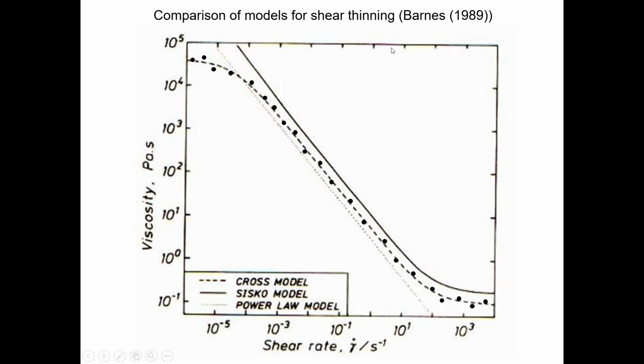So this is an example for a shear thinning fluid. Example of fitting. The data is in dots, and this is how well different models can fit them. So this is a power law, and in this range, not bad, right? Actually, everything is relatively okay in this range. But then here, the Cross model captures this limiting behavior at the low and high viscosity.